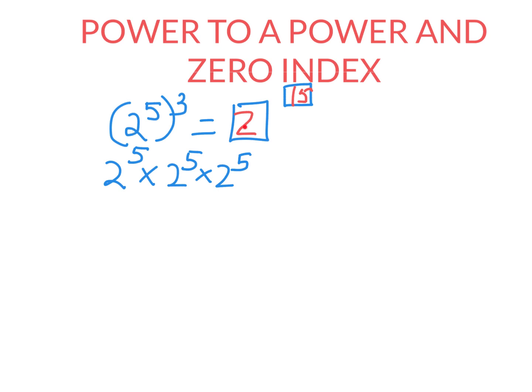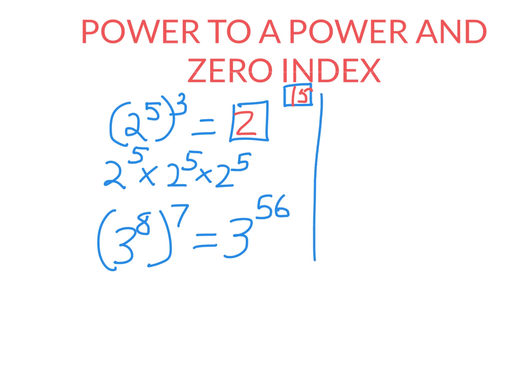You just keep the same base and we multiply the powers together, because adding something to itself many times is exactly what multiplication is. So if you had something like 3 to the power of 8 to the power of 7, quick way to do this, keep the same base and multiply the two powers. 8 times 7 is 56. So that's the power to a power index law.